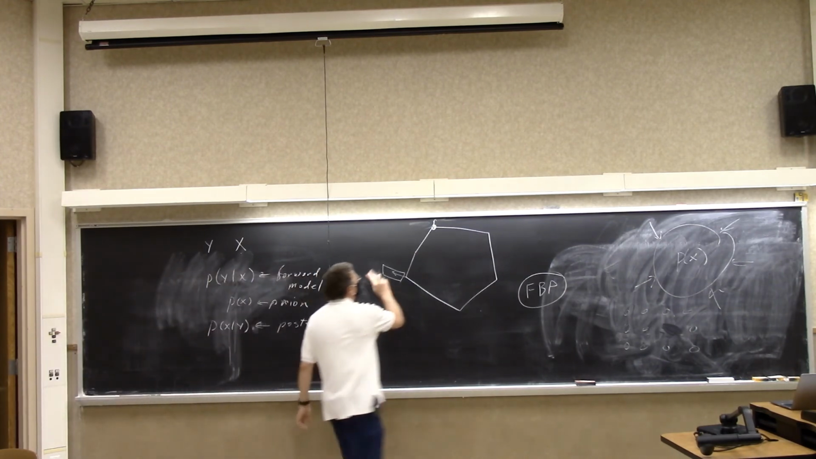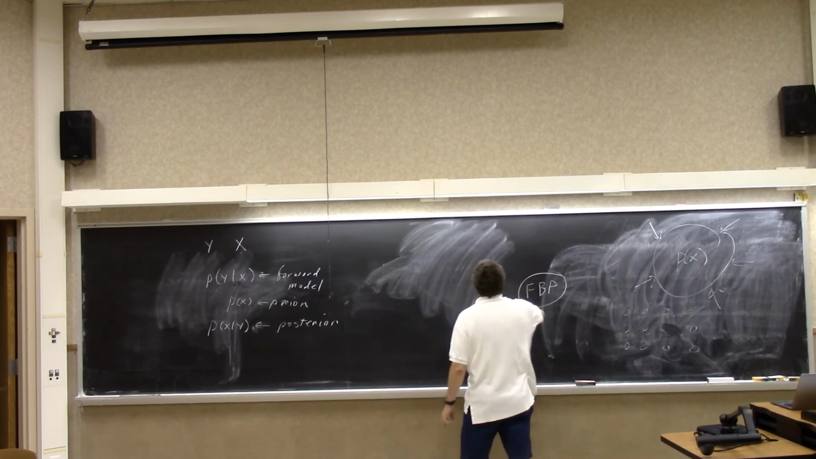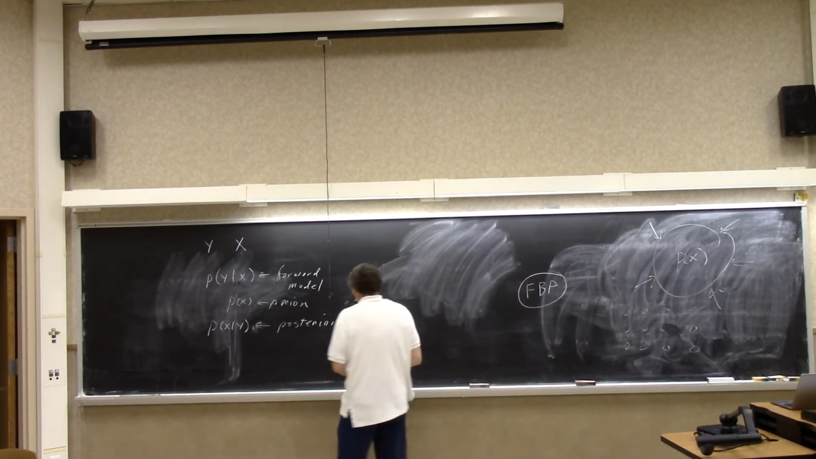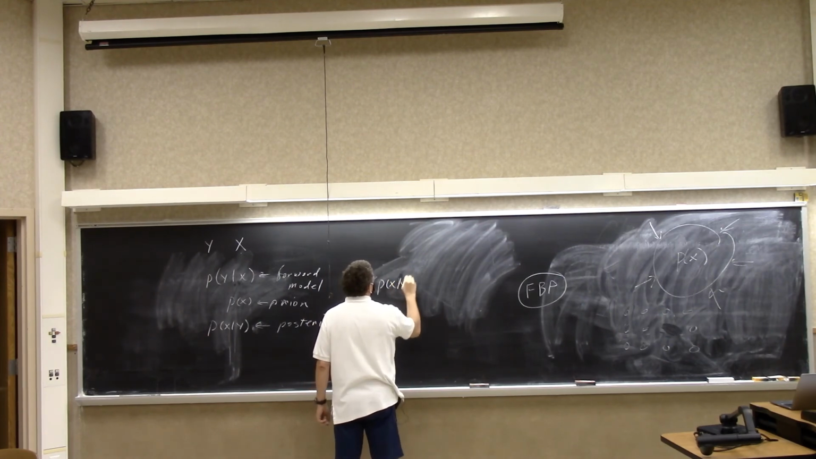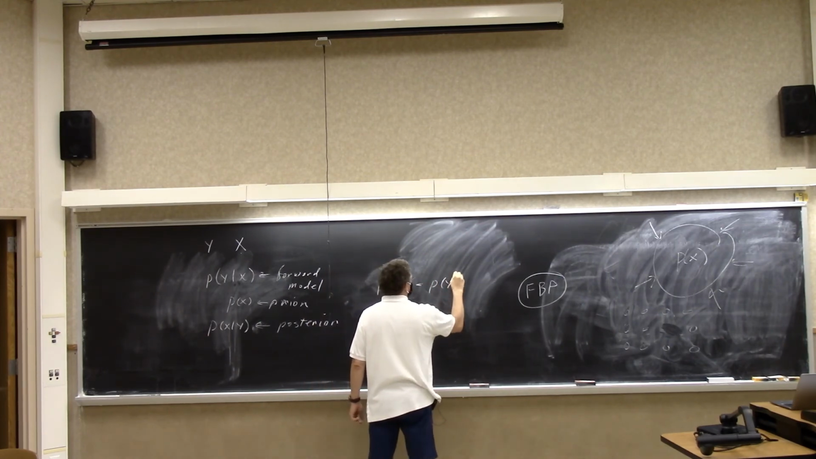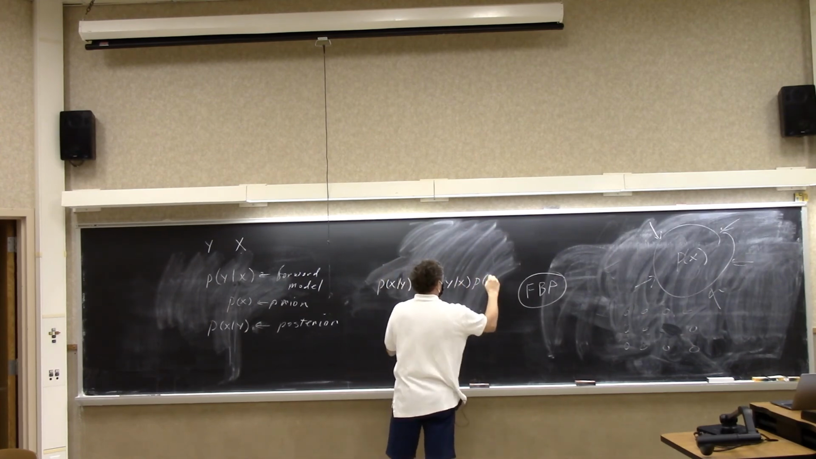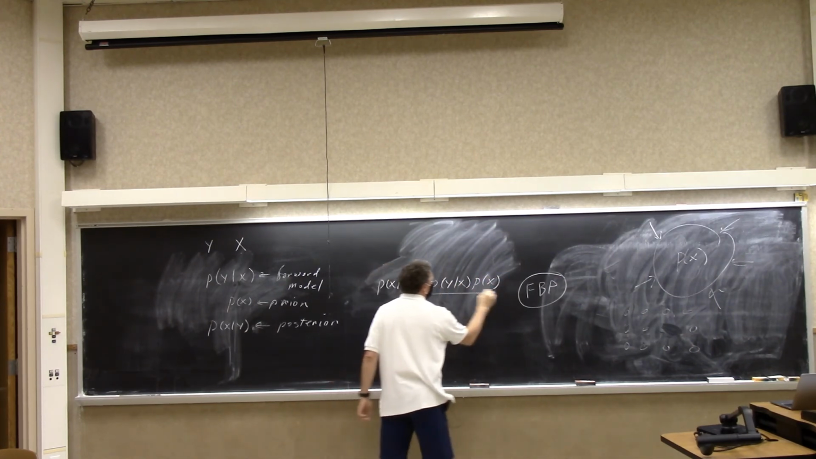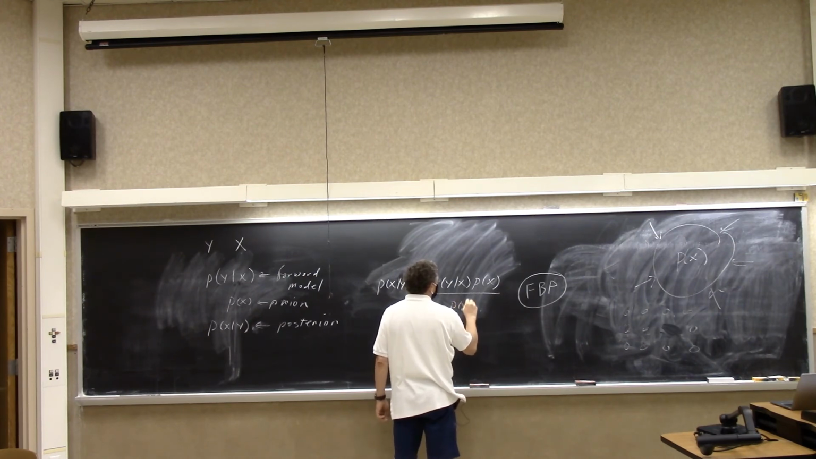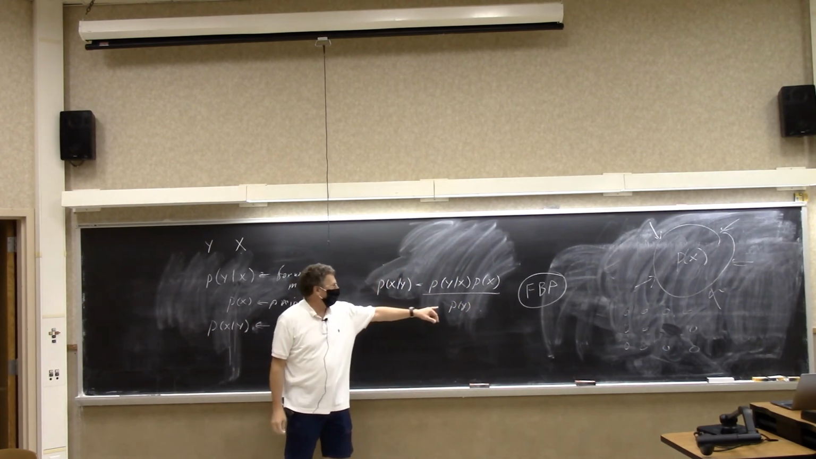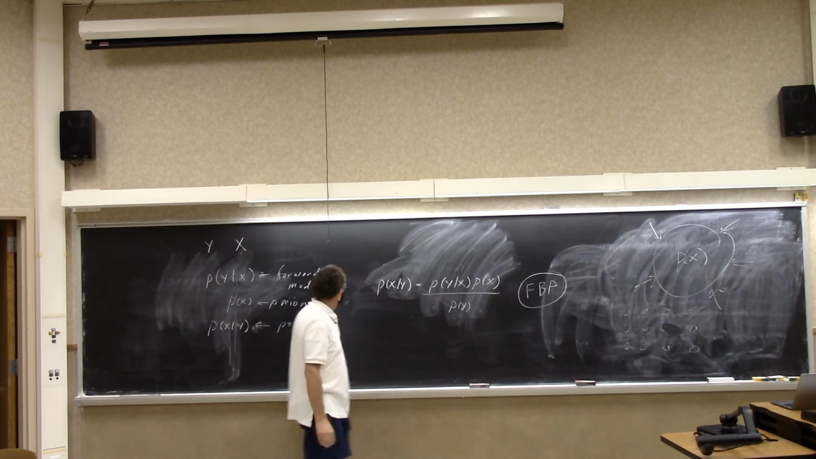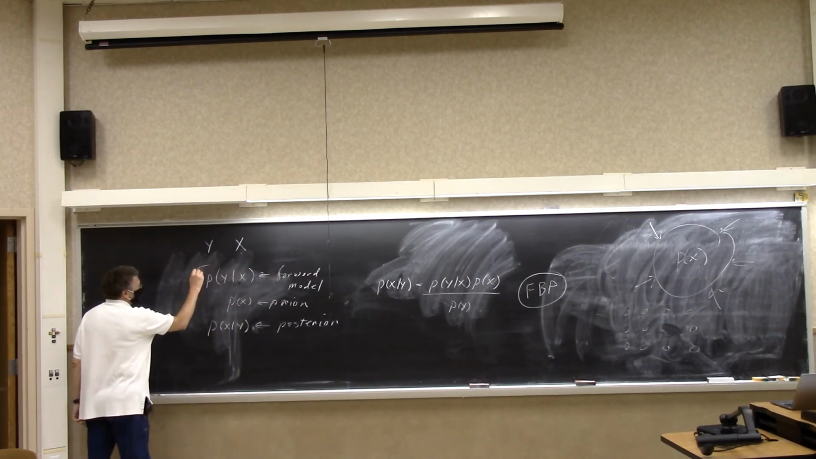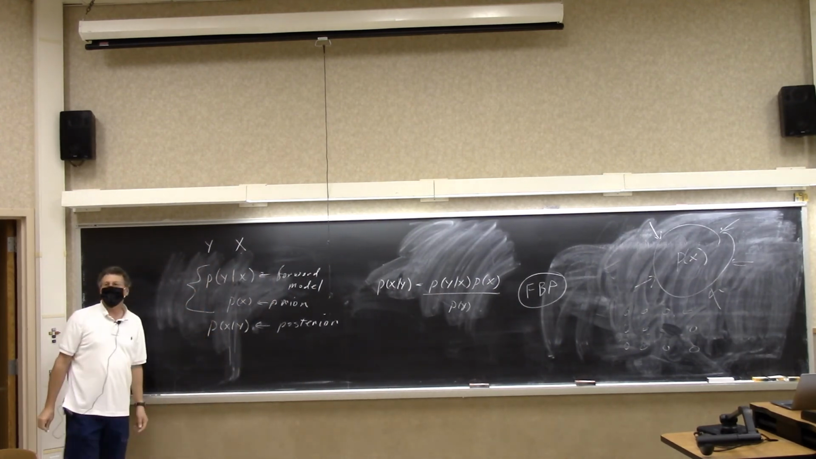And Bayes' rule is what relates these two, so that P of x given y is equal to P of y given x times P of x, divided by a constant, where the constant is P of y. But you often don't need to know this constant because you know that P of x given y has to integrate to 1.